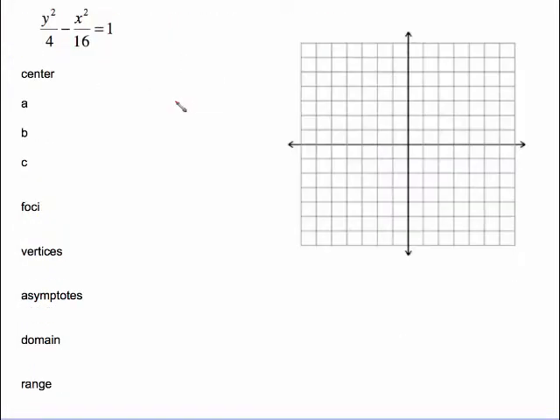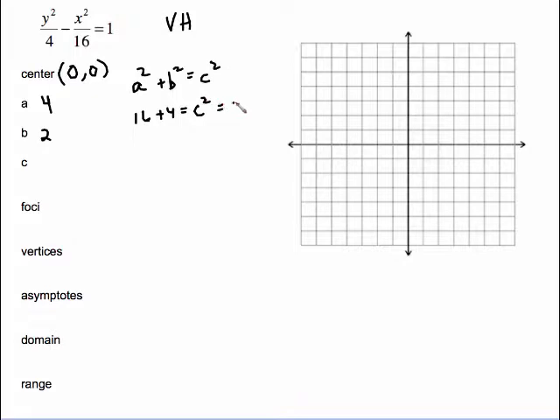So take a look at an example. As soon as I see y squared being positive in first, I know this is a vertical hyperbola. My center is 0, 0. And this is where you got to be careful. A is underneath the x, so A is 4 this time. B is underneath the y, so this is 2. To find c, we will do a squared plus b squared equals c squared. So that's 4 squared is 16, 2 squared is 4, so we're looking at c squared equals 20. To undo this, we take the square root and clean that up, so c will be 2 radical 5.